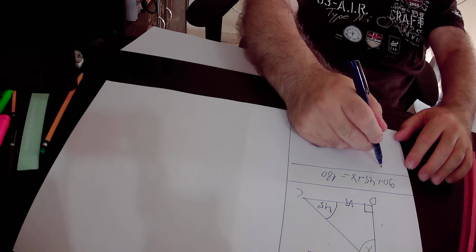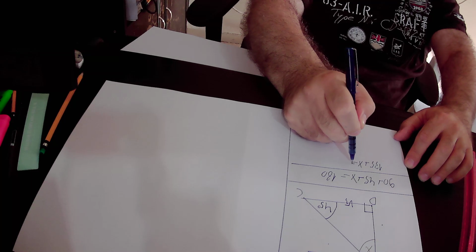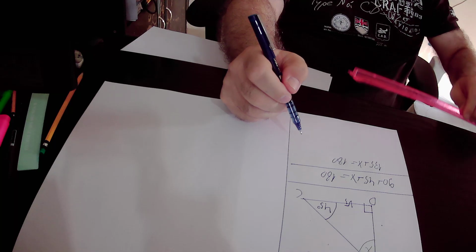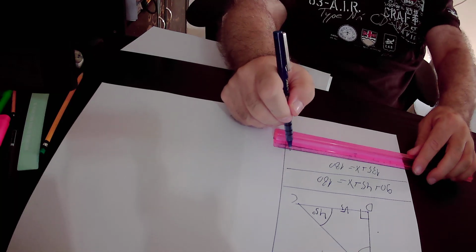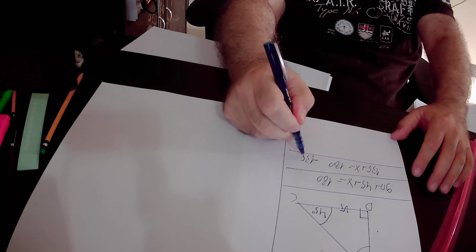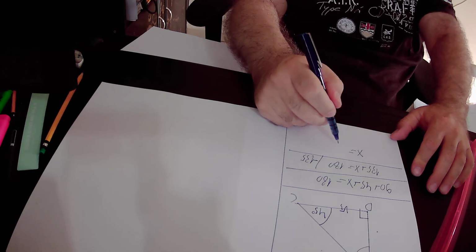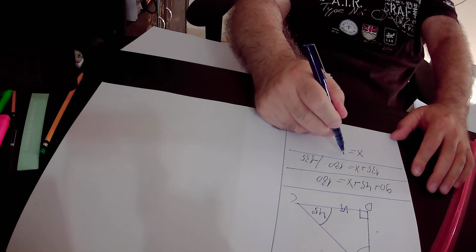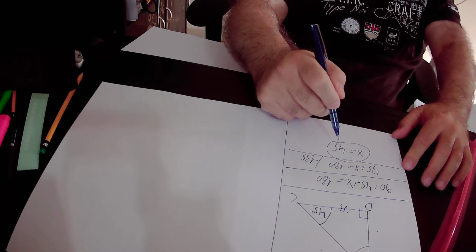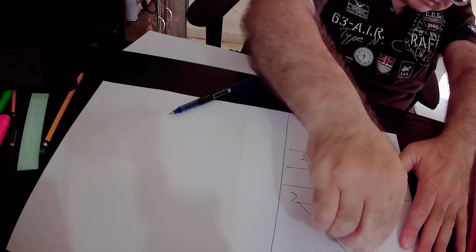90 degrees plus 45 degrees is 135 degrees, plus the size of angle X must be equal in total to 180 degrees. Here we subtract 135 degrees from this equation, and we get that the missing angle X equals 180 degrees minus 135 degrees. It is equal to 45 degrees. So this angle X equals 45 degrees.